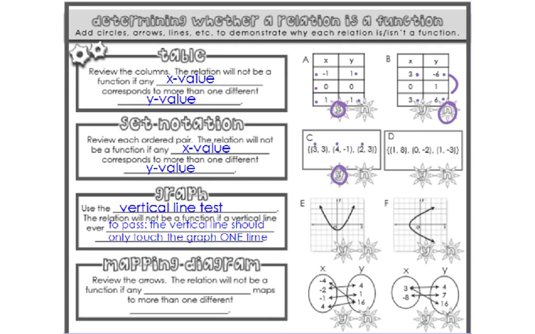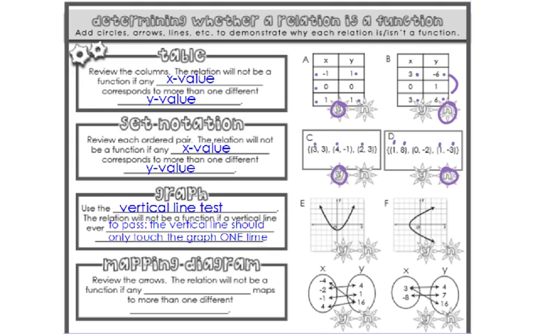If we go to D, we've got a 1, a 0, and another 1. So the first one is paired up with an 8. The second one is paired up with a -3. So that one is paired with two different y values. So no, this is not a function.